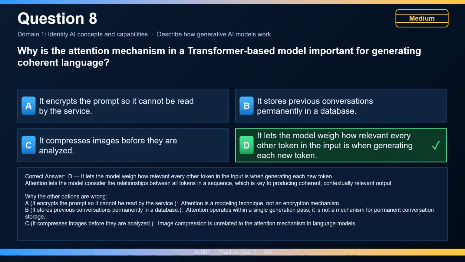It encrypts the prompt so it cannot be read by the service. Is incorrect. Attention is a modeling technique, not an encryption mechanism. It stores previous conversations permanently in a database. Is incorrect. Attention operates within a single generation pass. It is not a mechanism for permanent conversation storage. It compresses images before they are analyzed. Is incorrect. Image compression is unrelated to the attention mechanism in language models.